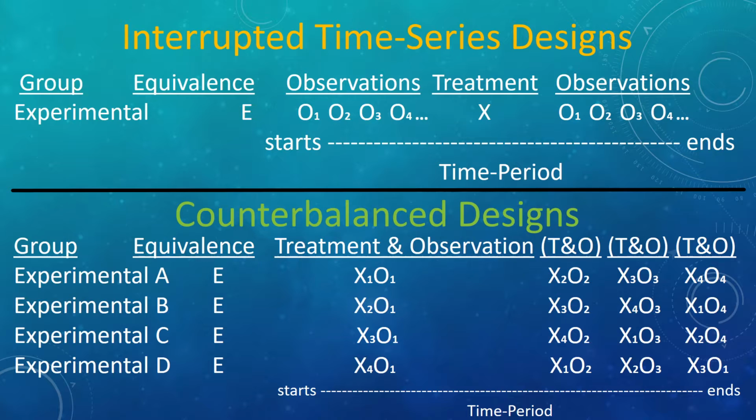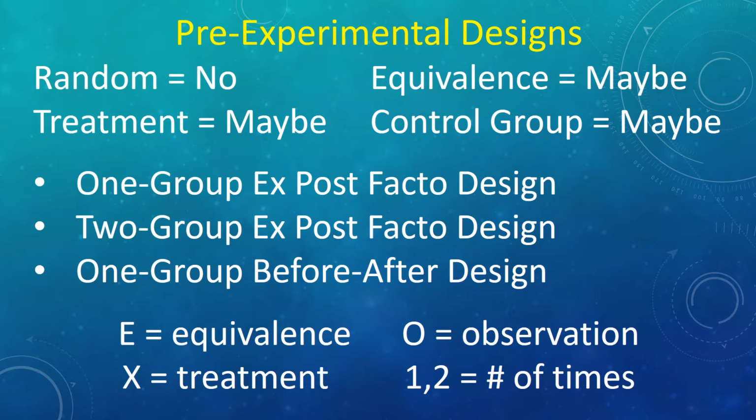The second type of quasi-experimental design is counterbalanced design. A counterbalanced design has multiple experimental groups receiving different types of treatments at different times over a certain time period. They are also observed after each treatment. As you can see in the diagram, each group receives all 4 treatments, but the order they receive the treatment varies. Our third and final experimental design is pre-experimental designs.